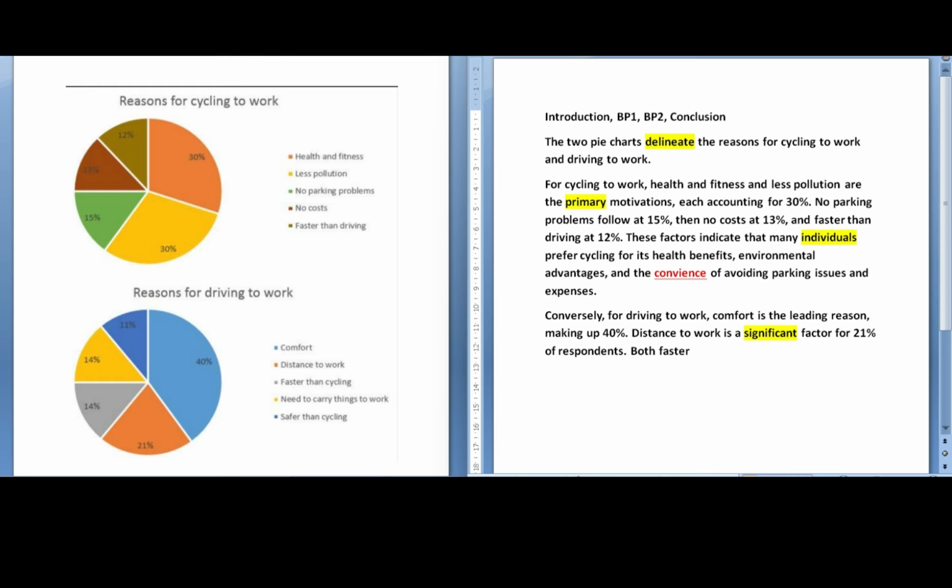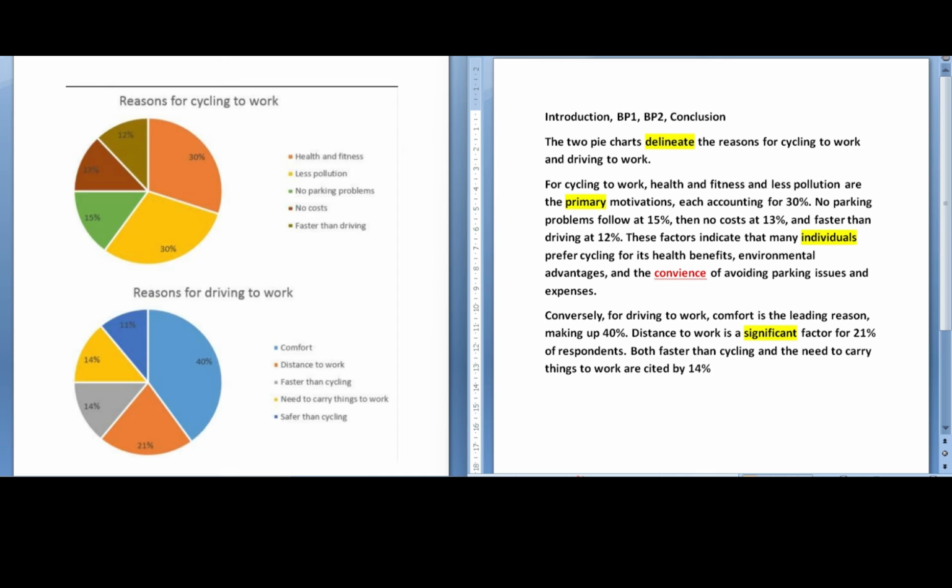both faster than cycling and the need to carry things to work are cited by 14%. You can use this template also. See, if you are getting any image in which there is a comparison between two images, like in pie graph, two bar graphs, or maybe you can get a combination of line graph and pie graph, you can use this type of vocabulary, this type of words, always similar.